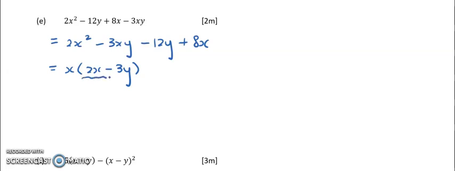Now, again, I'm going to copy this over. And I'm going to check, where did my x come from? My x comes from this term. Okay, so what is missing is a positive 4. And check again, positive 4 multiplied by negative 3y gives me negative 12y. So the 2 statements are the same. So what's my answer?